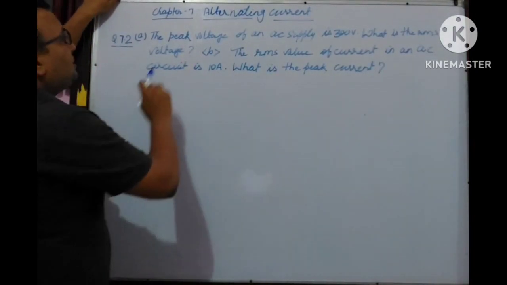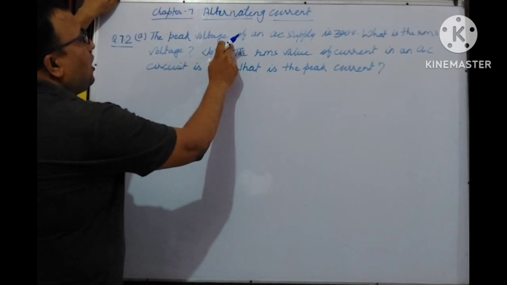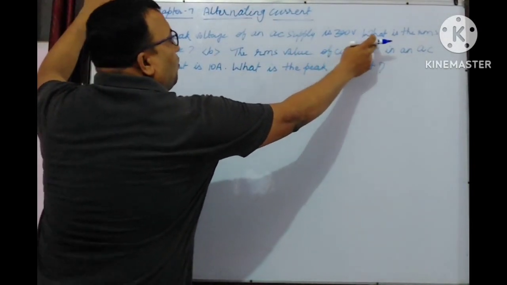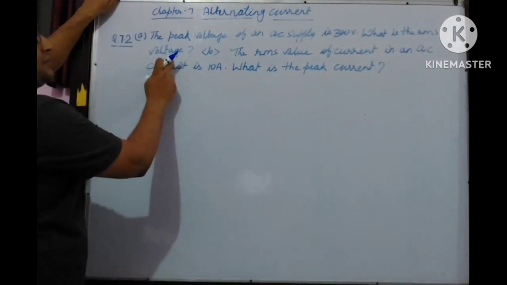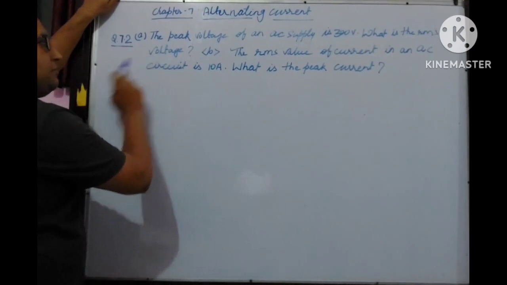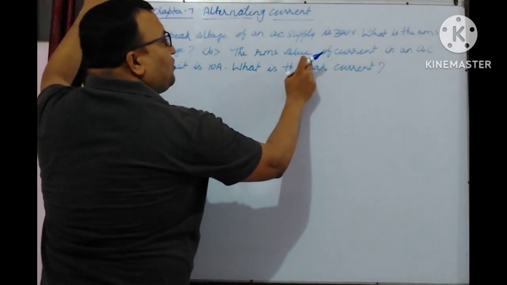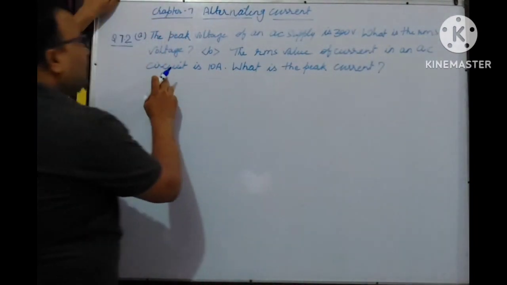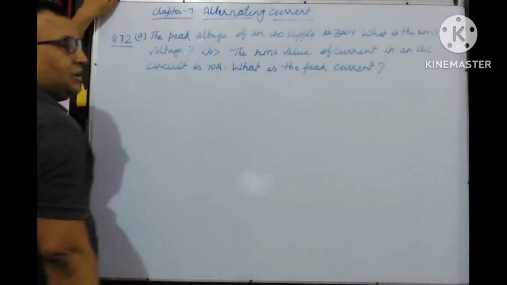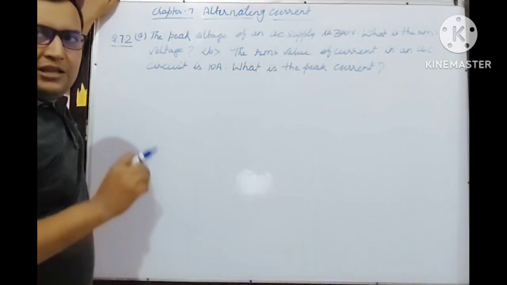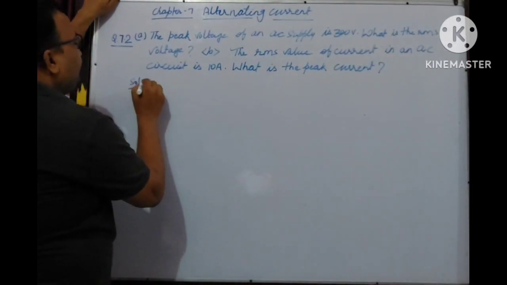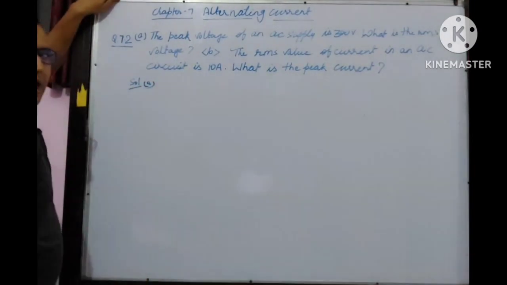Now what the question is, the peak voltage of an AC supply is 300 volt. What is the RMS voltage? Okay, asking that what is the RMS voltage? That is the question number 8. The RMS value of current in an AC circuit is 10 ampere. What is the peak current? Means the very clear thing is that the first question is saying that if solution we are going to do. What the solution? Solution number A.